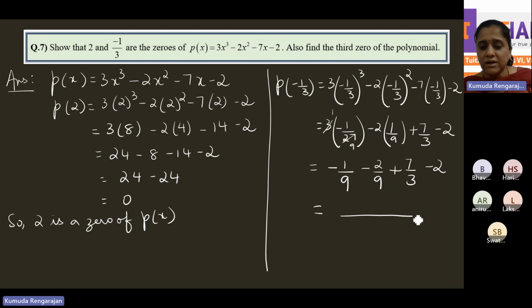So common denominator 9. Minus 1 minus 2 plus what, children? Plus 21 minus 18, ma'am. Minus 18.